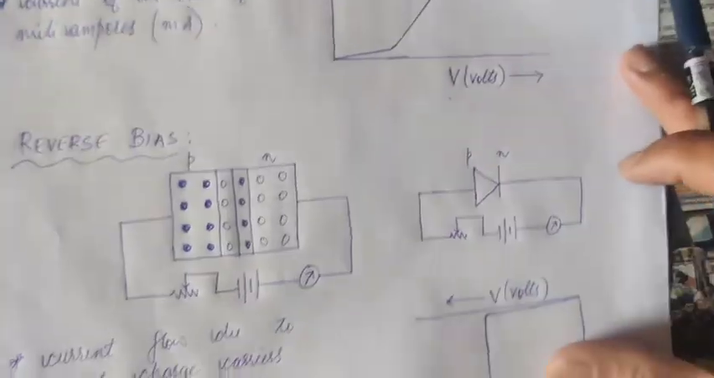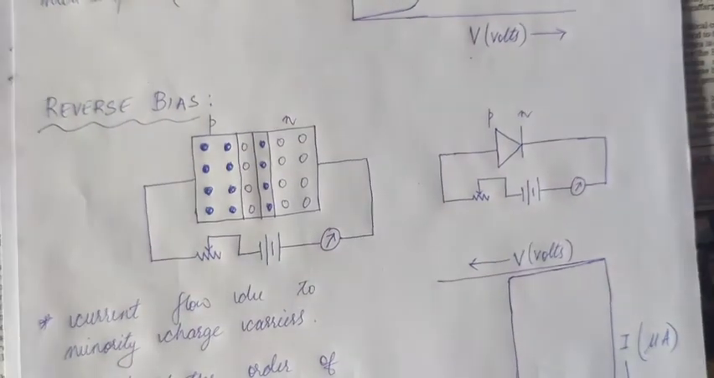Now, there is something called reverse biasing. If we have forward biasing, there is something called reverse biasing as well.